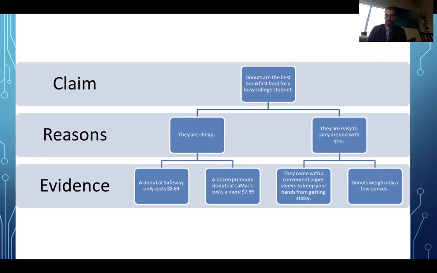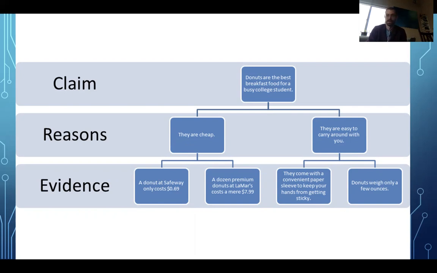So the claim is donuts are the best breakfast for busy college students. A reason is that they're cheap. So then you'd have to make the tie in your paper to say, okay, donuts are cheap. Cheap things are better breakfast for college students because they don't tend to have that much money. Therefore, donuts being cheap makes them the best breakfast food, or is part of what makes them the best breakfast food. Same with easy to carry around with you.